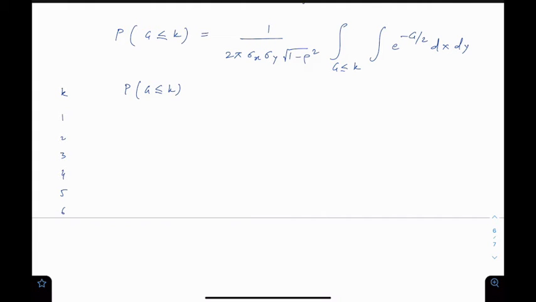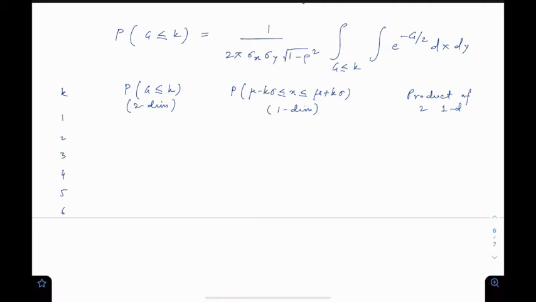And we can also look at the one-dimensional case, P of mu minus k sigma less than or equal to x less than or equal to mu plus k sigma. So this is my one-dimensional case. And the last one would be the product of two 1D distributions. So if you look at the numbers, they take values like this.